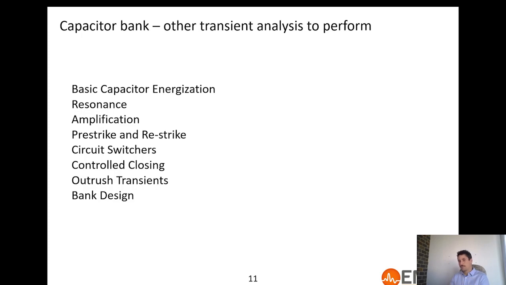It's possible with the MTP to simulate controlled switching, where each pole is closed independently, and the closing time is targeted to minimize the transients. All that can be simulated as well. If you don't know how, feel free to contact us. We don't have a video on that, but we can explain it to you online. The outrush transients I discussed about that.